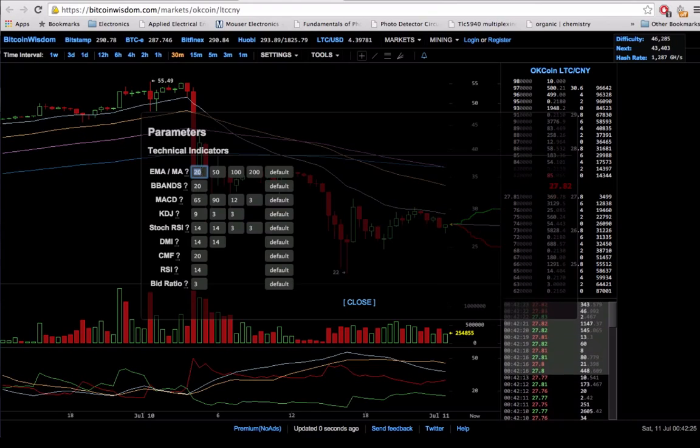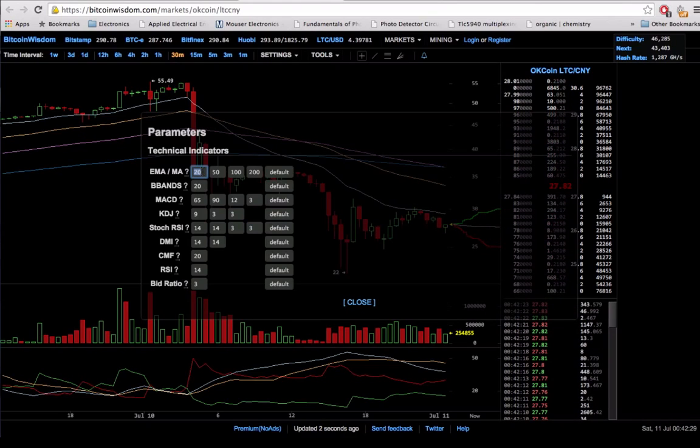We're on 30 minutes right now, so 20 period is 600 minutes. 50 period would be 1,500 minutes. So it gives you the exponential moving averages on those time scales. Basically, right now we're looking at Litecoin to the Chinese yuan on OKCoin.